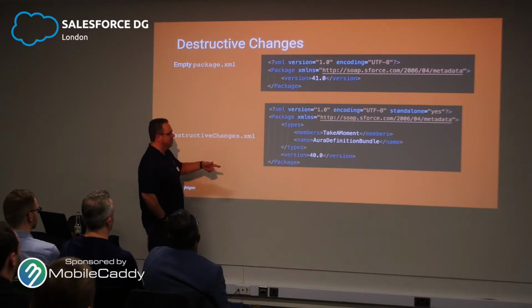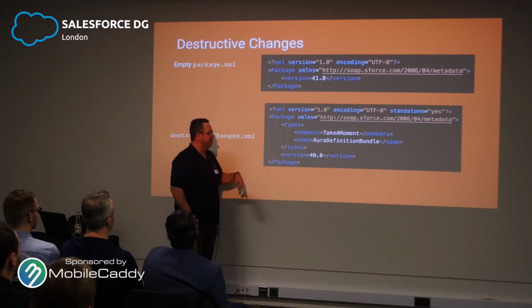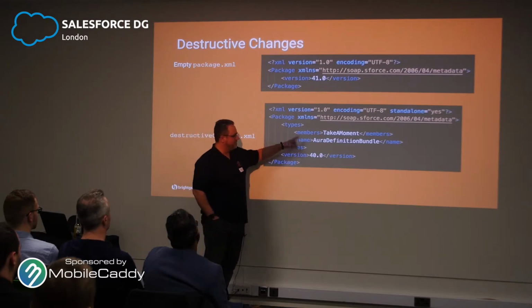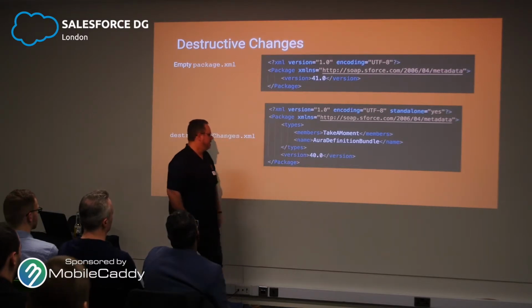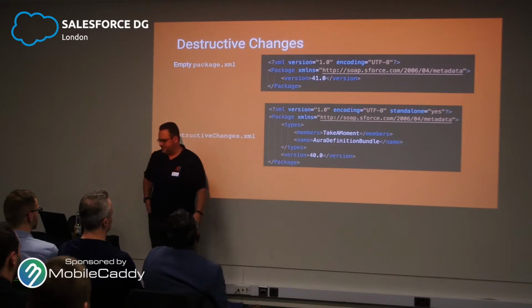And then you need a file called destructivechanges.xml. It has to have that name, can live anywhere you like, but it has to have that name. And what this will do is this then specifies which things you want to delete. Which can be quite interesting.